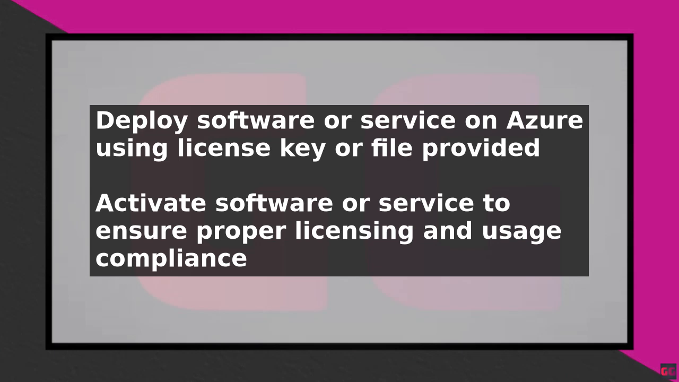In conclusion, transferring a license to Azure requires careful planning and execution. By following the steps outlined in this guide, you can ensure a smooth transition of your software or service to the Azure cloud platform. Remember to choose the correct licensing model, obtain a license key or file, deploy the software or service, and activate it using the license key or file. By following these steps and best practices, you can maximize the benefits of Azure while minimizing the risks associated with licensing.